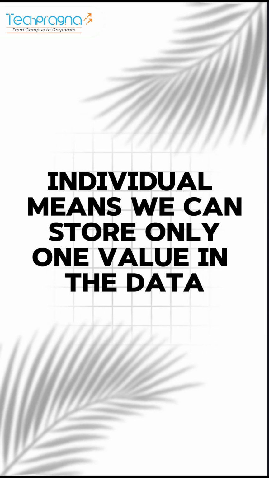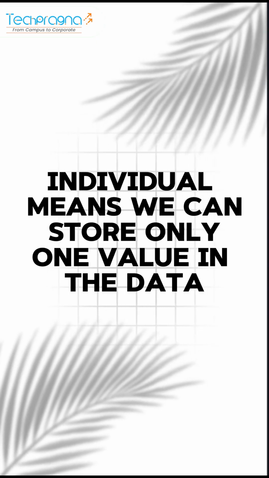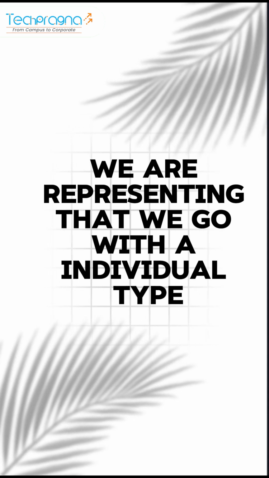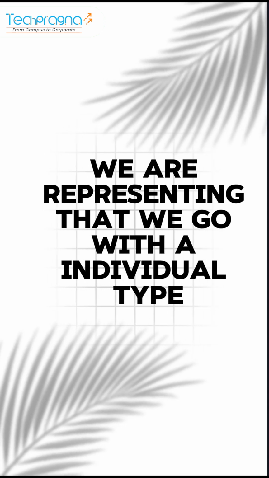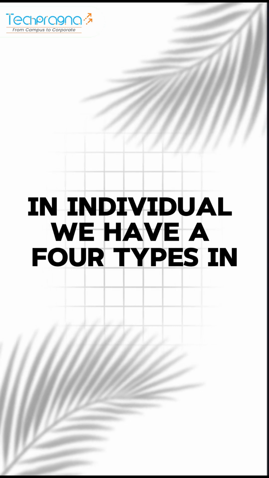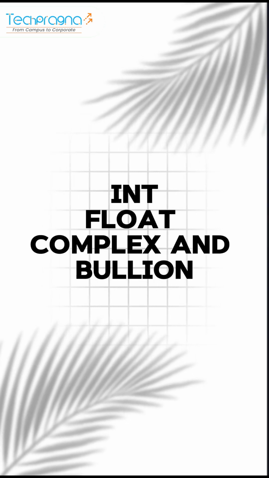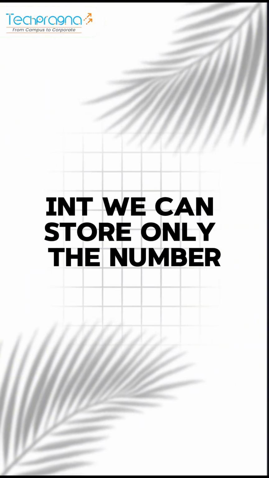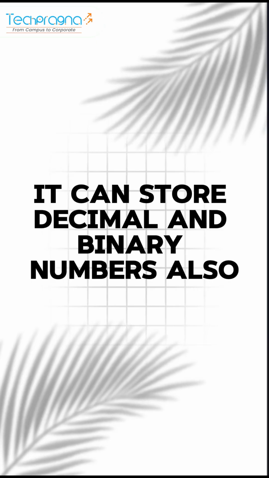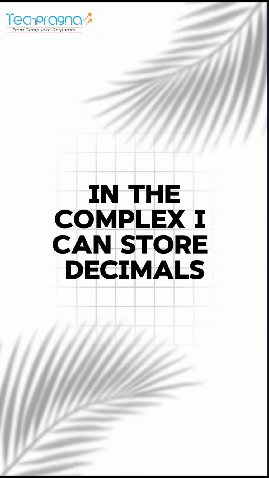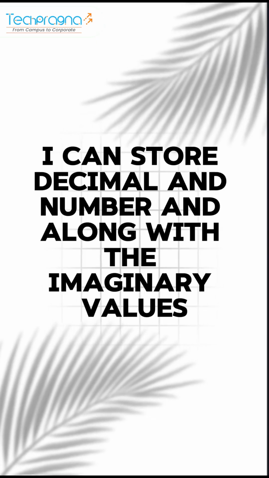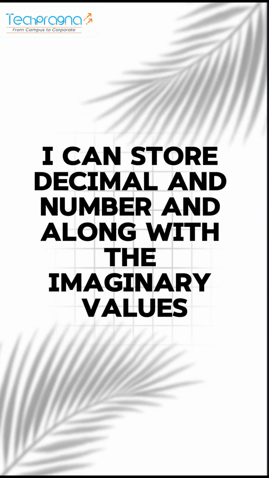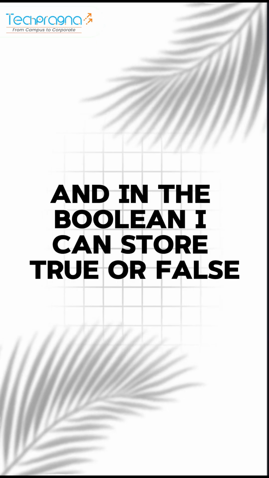Individual means we can store only one value in the variable. Okay, we are starting with the individual type. In individual, we have four types: int, float, complex, and boolean. In int we can store only numbers. In float I can store decimal numbers also. In complex I can store decimal and numbers along with imaginary values. And in boolean I can store true or false.